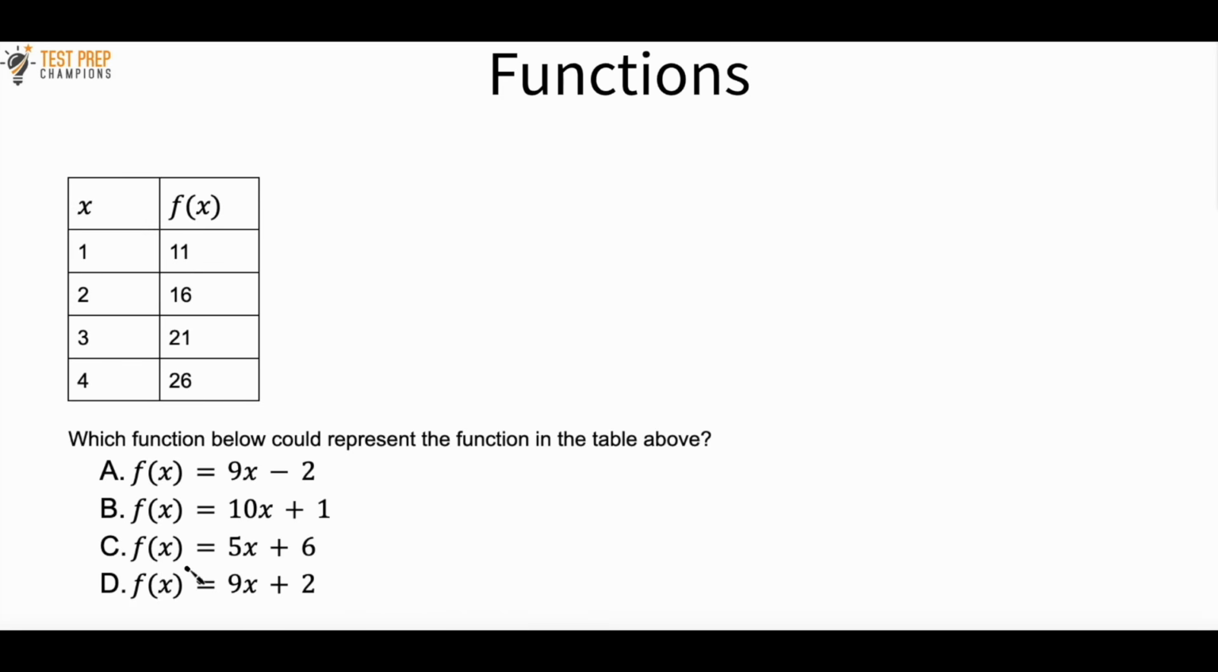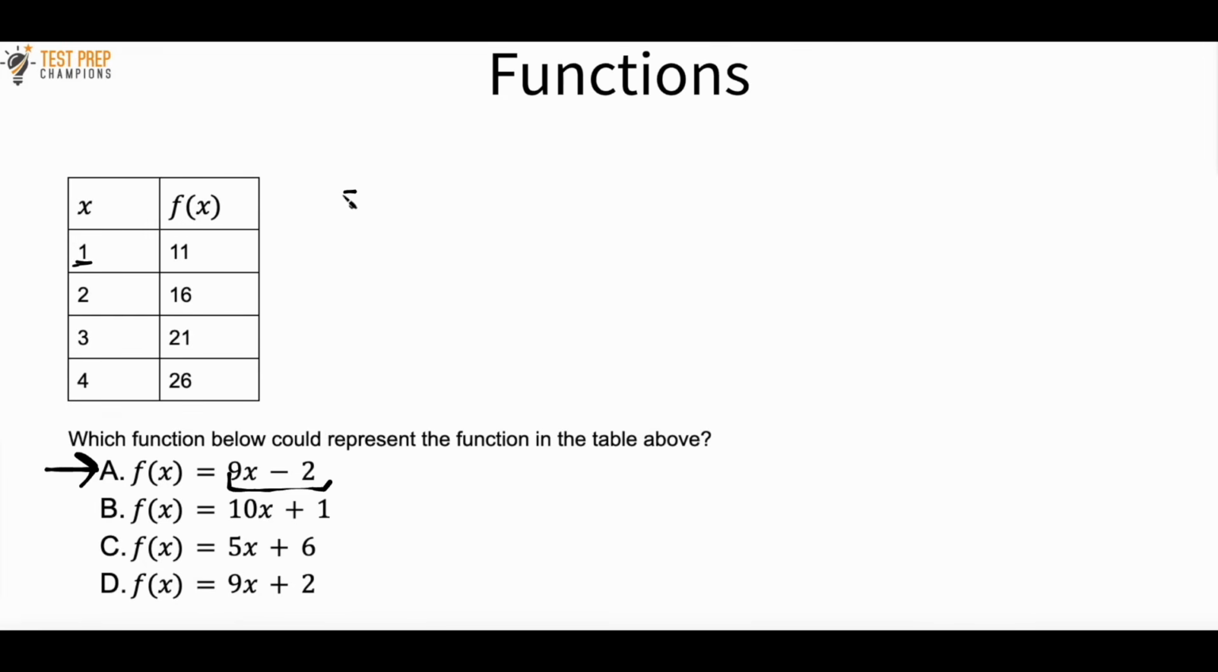So as I walk us through this, I'm going to go answer choice by answer choice and just use process of elimination until we find the correct answer. I'm going to start by evaluating answer choice A. What I'm really interested in is this 9x minus 2 portion. I'm going to test 1 for x, and if I plug 1 in for x and get 11, we'll keep going. If I don't get 11, then we'll know that we can rule out answer choice A.